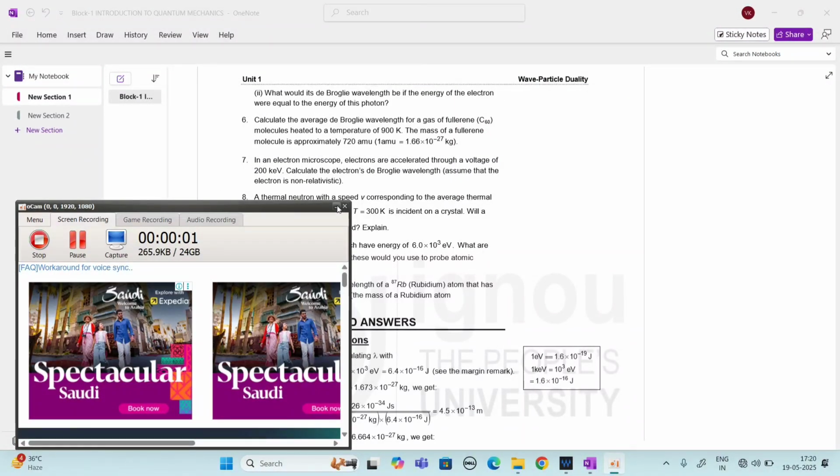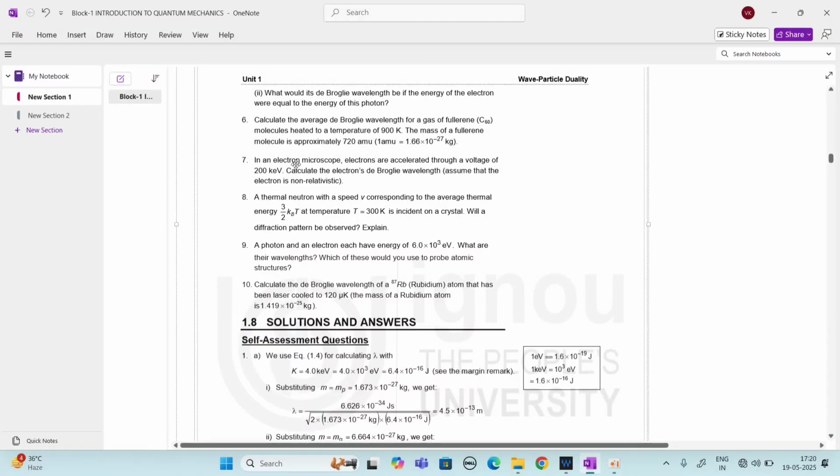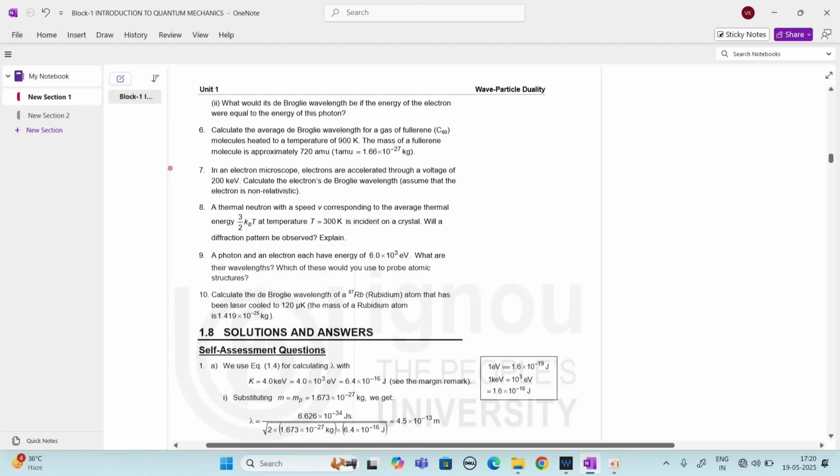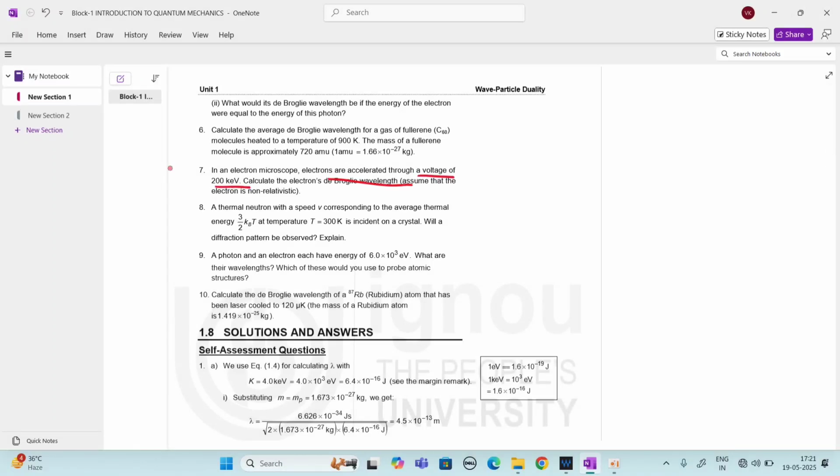So next question is question number 7. In an electron microscope, the electrons are accelerated through a potential, through a voltage of 200 kilo electron volt. I think this value is wrong. This value should be given 200 kilovolt, because the voltage is always in volts, so I think it may be kilovolt.